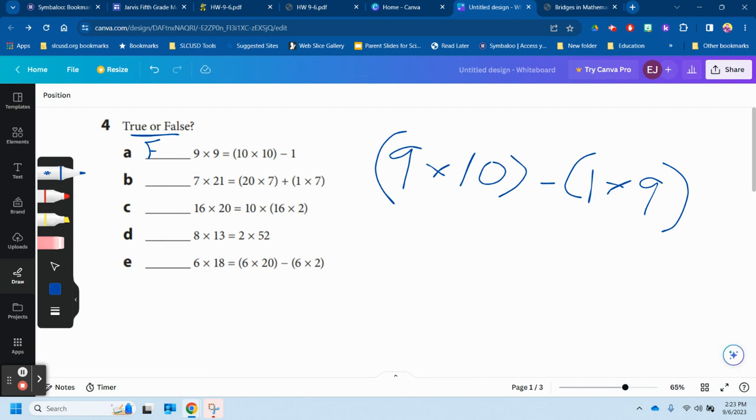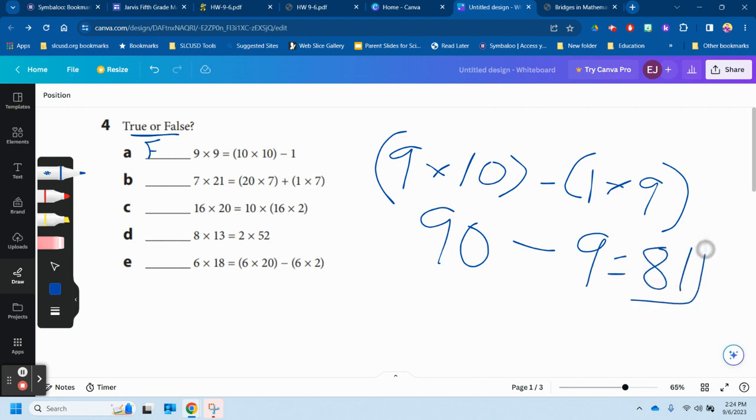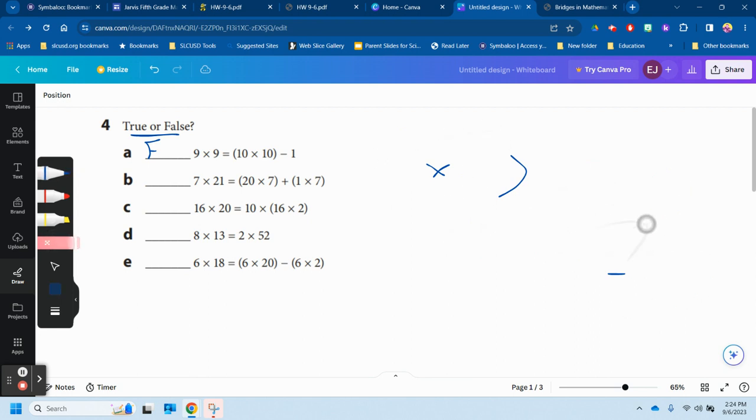So you could think of this as 90 minus, so because you went 10 nines, you're only looking for 9 nines. So you need to think of 10 nines and then subtract one more 9 from that to get 81. Okay, so the way they did it is absolutely false. So let's look at B. Let's see what they're working with.